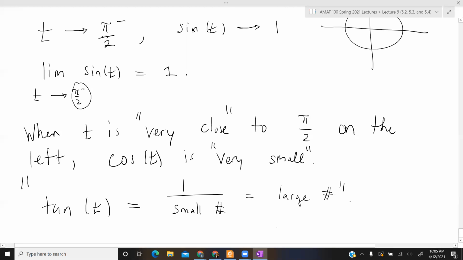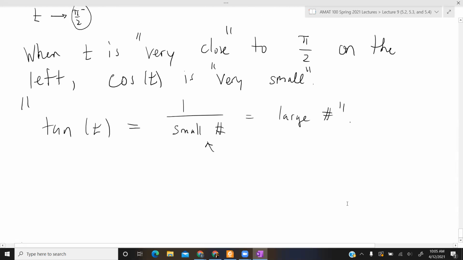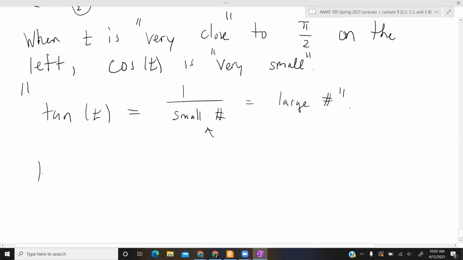And in fact, as the denominator becomes smaller and smaller, which corresponds to t getting closer and closer to pi over 2, tan of t is just getting bigger and bigger and bigger. It's approaching infinity. So this whole discussion can be summarized as follows. If we take the limit of tan of t as t approaches pi over 2 from the left, it's going to be infinity. It's getting bigger and bigger.